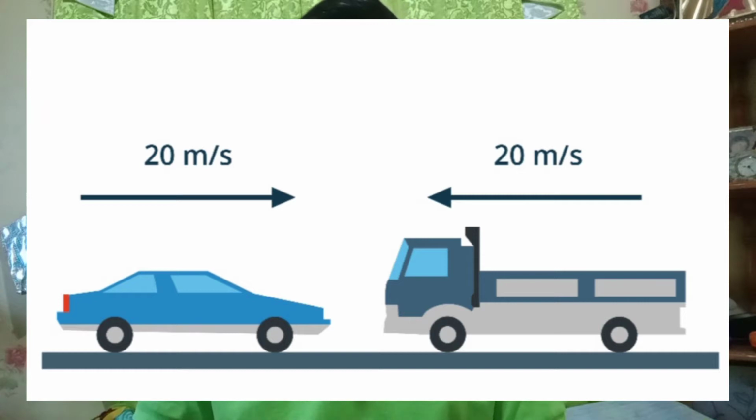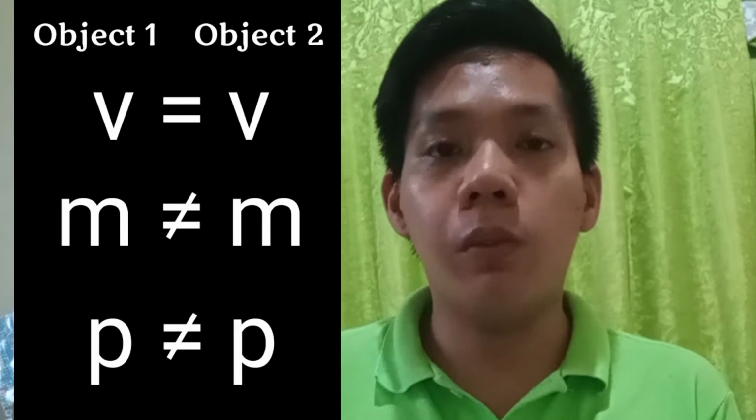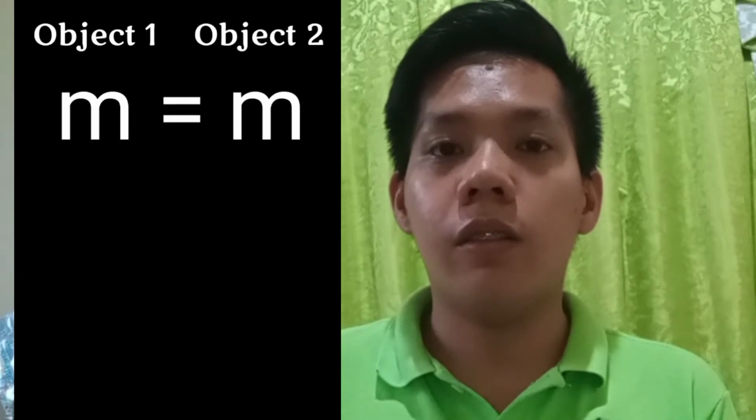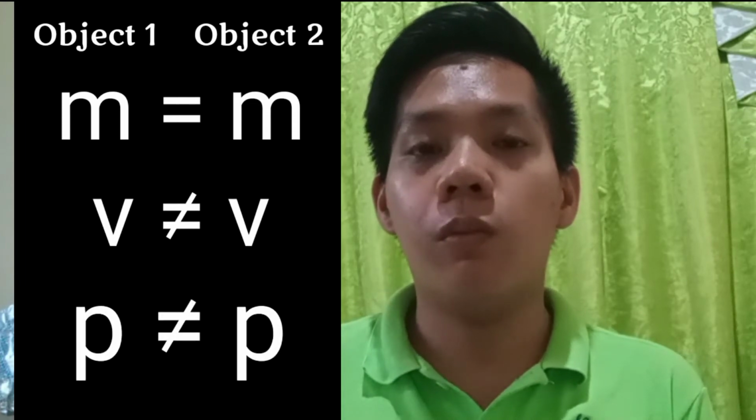How? Remember that momentum consists of two variables, namely mass and velocity. The car and the truck have equal velocity, but look at their mass. Which of them do you think has more mass? The answer obviously is the truck. Take note that two objects with equal velocity but different mass have different momentum, and two objects with equal masses and different velocities have different momentum.